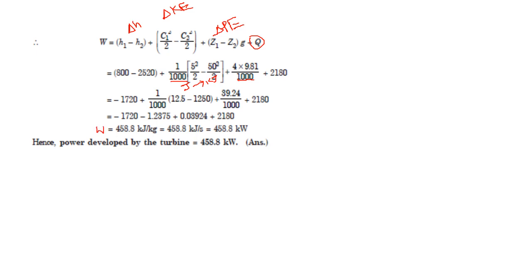Now we find out the value of work done as 458 kilojoule per kilogram. When you multiply by the mass flow rate, which is given as 1 kilogram per second, you get 458 kilowatt. So hence the power developed by the turbine is 458 kilowatt, right? So that's about the problem. Thank you for your time.